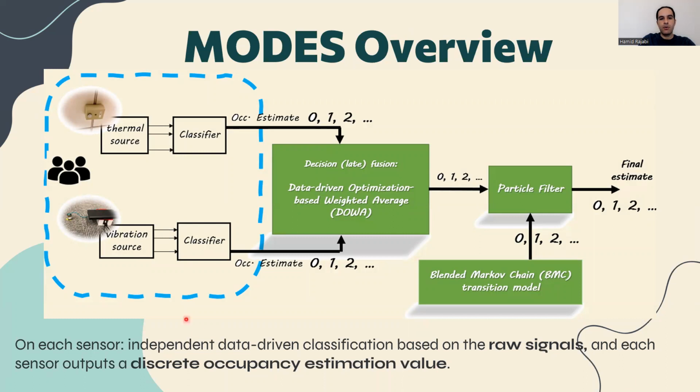Now, this is the MODES pipeline here in this slide. Before we get into the sensor fusion module, each of those sensors performs some data-driven classification independently, based on the raw signals they sense. And then each one outputs discrete occupancy estimation values separately.